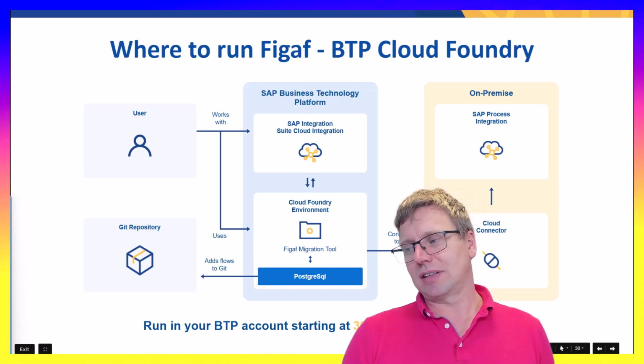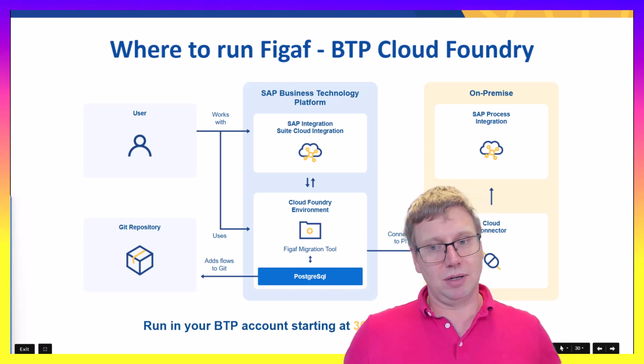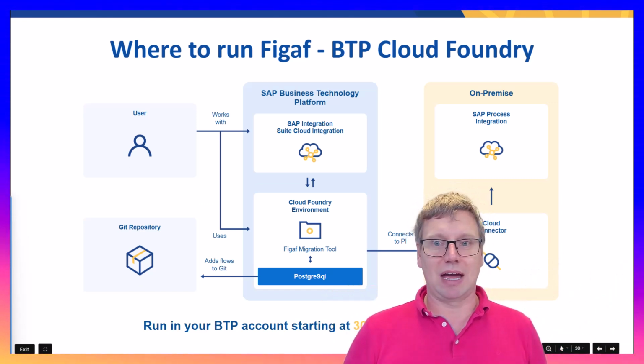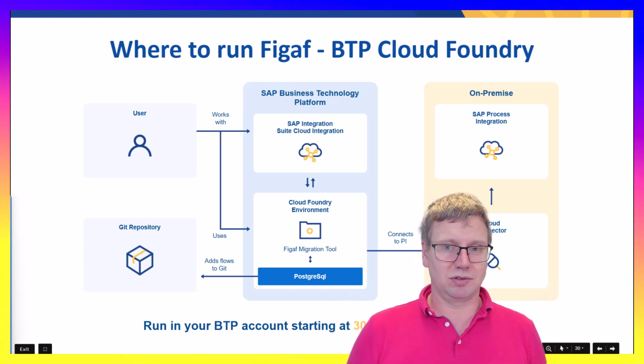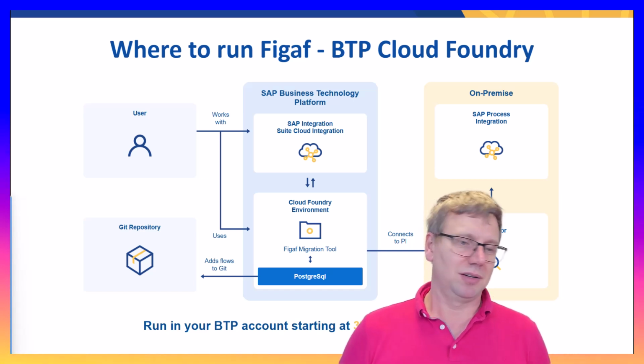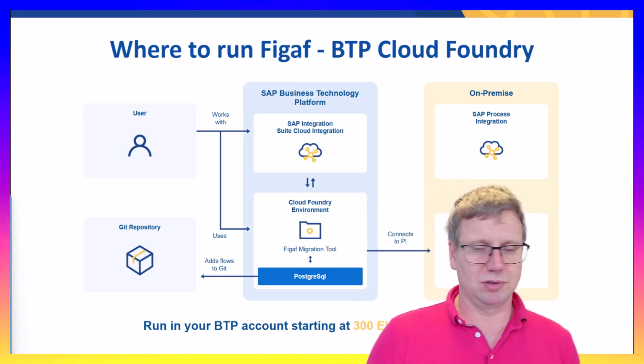And it costs around 300 euros a month in BTP credits. Obviously, it depends. We have seen cases where they had huge integration suite systems or PI systems with a lot of data that did require a bit more resources than this.